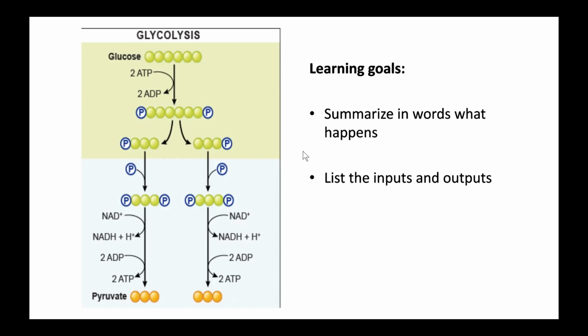Summarizing in words, what happens? Glucose is converted into pyruvate. In the process, we produce 2 full NADH, that's one of our outputs, and 4 ATP, another one of our outputs, except it costs 2 ATP to do this process, so we only make 2 ATP net. We make 4, but we use 2, so we only get 2 total out of it.